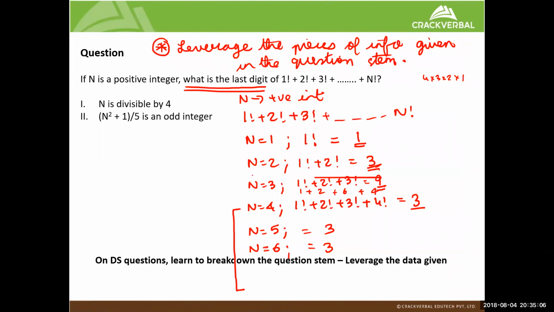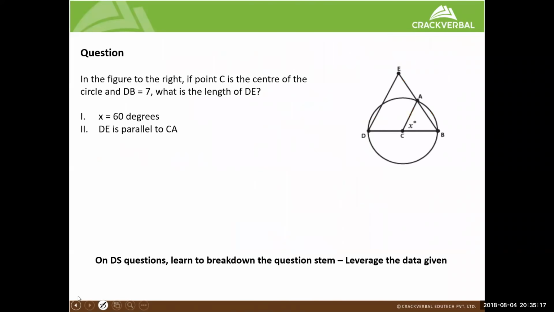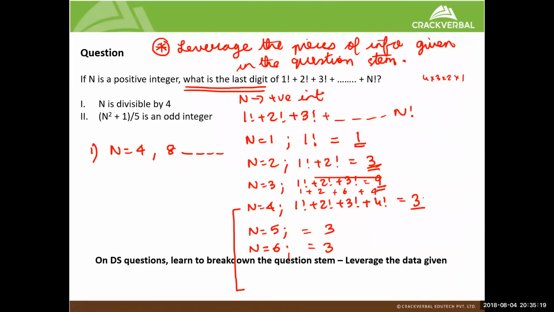Now I'm going into the statements. The first statement says n is divisible by 4. So if n is divisible by 4, n can be 4, 8, and so on. I know for a fact, if n is equal to 4, the unit digit is 3. If n is equal to 8 also, the unit digit is always going to remain 3. So the first statement is clearly sufficient, AD.